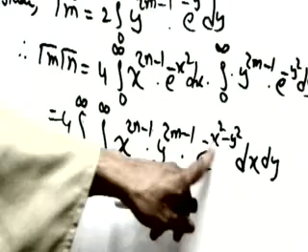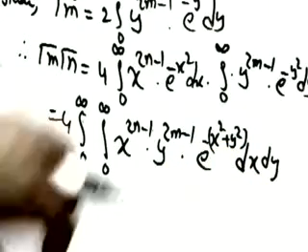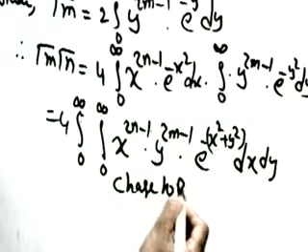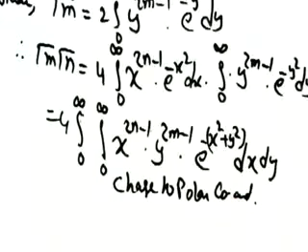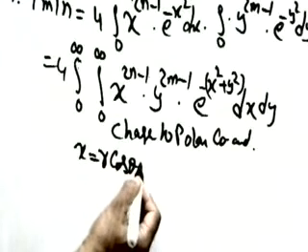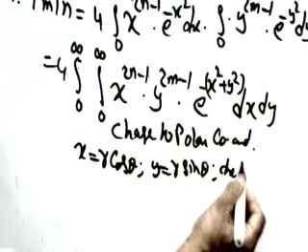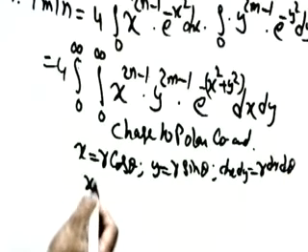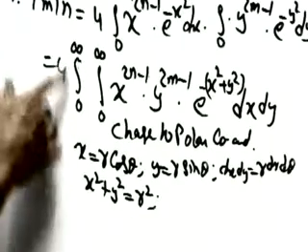Now we have to change here into polar coordinates. If you take minus common here, it will become plus. So let me now change into polar coordinates. Just now we have seen the method to change into polar coordinates. In place of x we can write r cos theta, in place of y we can write r sin theta, in place of dx dy we can write r dr d theta. One more thing: x square plus y square equals r square.